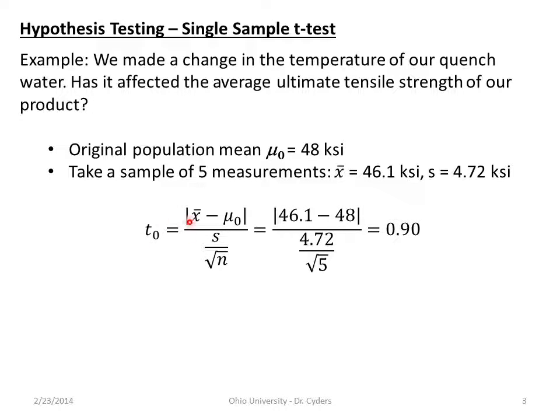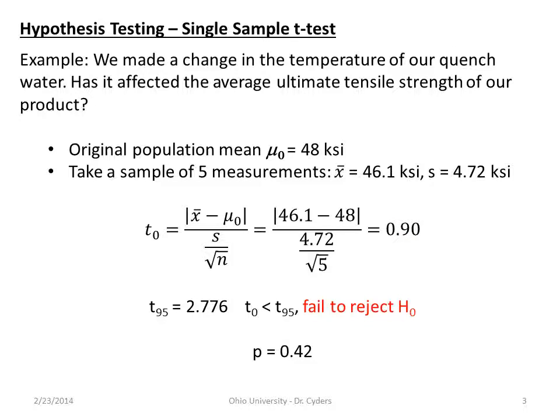So we get our T0 value, which is basically how far apart are our means in terms of standard deviations. It's a really simplified way of saying it, but that's more or less what's happening here. And so we have the difference between the two means divided by the standard deviation over the square root of the number of data points we took, and we get a t-value of 0.9.